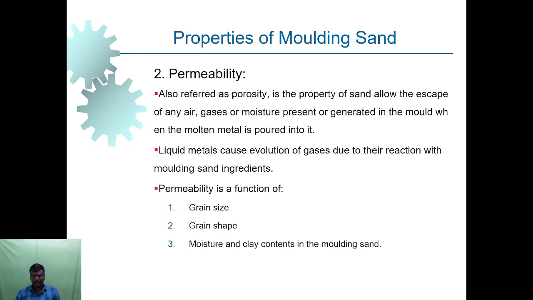And next, permeability. It is also referred to as porosity. It is the property of sand to allow the escape of any air, gases or moisture present or generated in the mold when the molten metal is poured in. Liquid metals cause evolution of gases due to their reaction with the molding sand ingredients. Permeability is a function of grain size and grain shape, moisture and clay content in the molding sand.